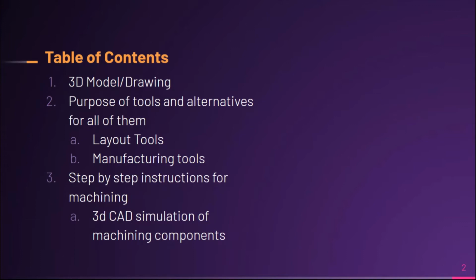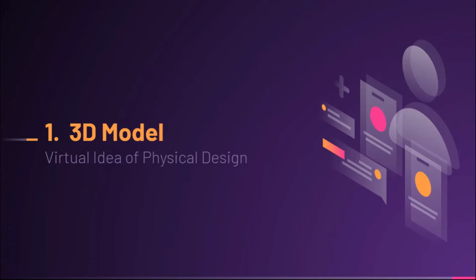Then, I will cover the layout tools and manufacturing tools you require to make it, and also list alternatives for all of them, so that regardless of the tools you have available, you should be able to complete this project. Once you know all the tools, I'll move on to the step-by-step instructions that you can use to complete the project. I'll also be showing some of these steps with computer-aided design and simulation software. Let's begin with the digital sketch and 3D model.